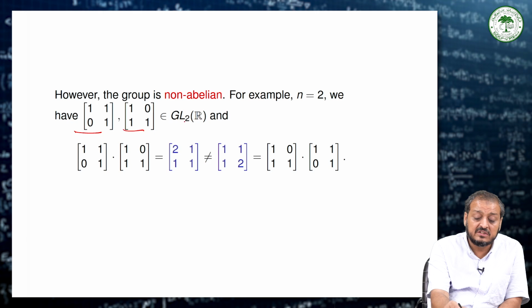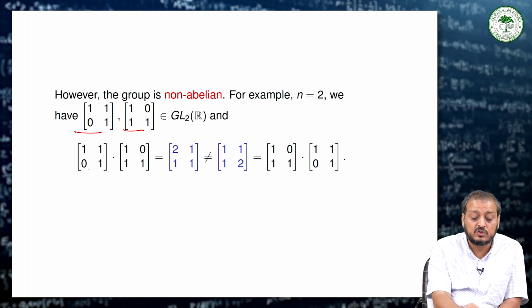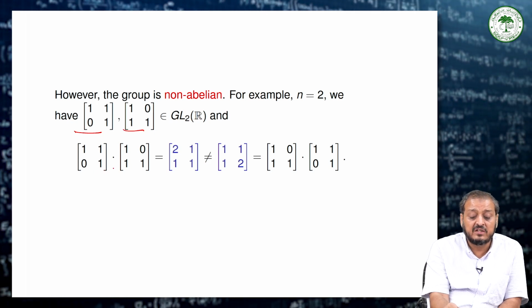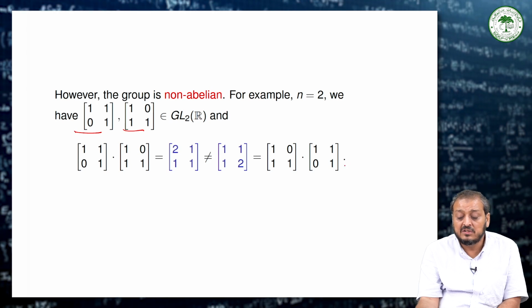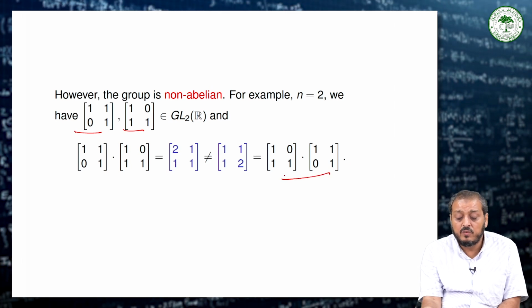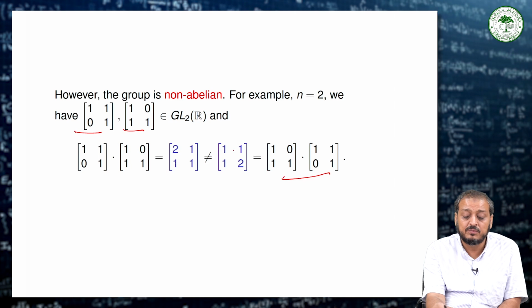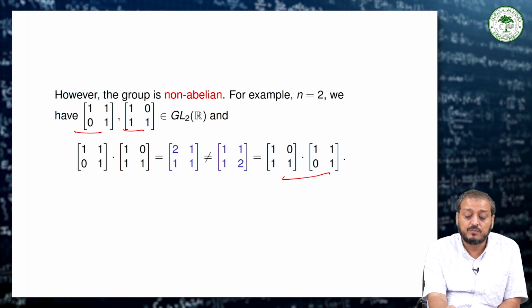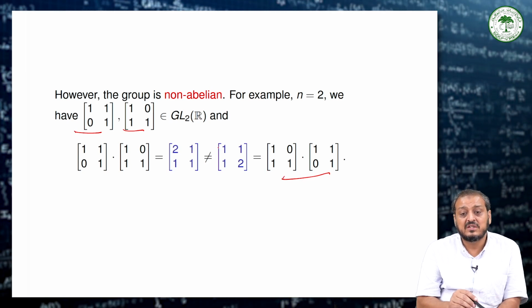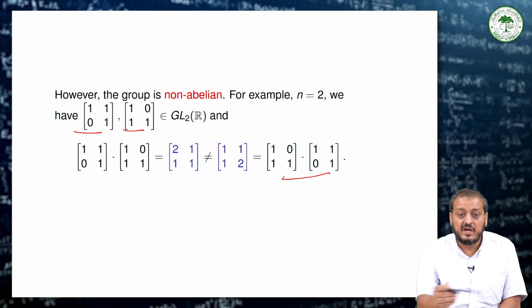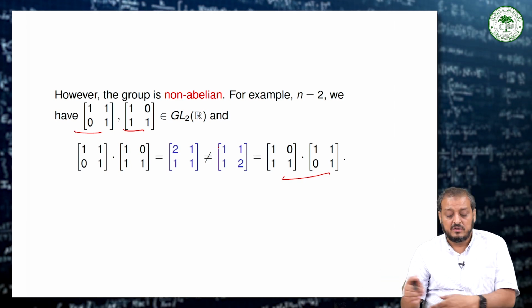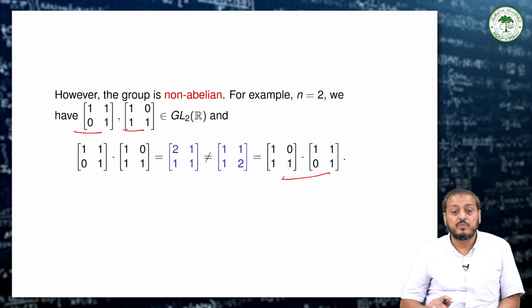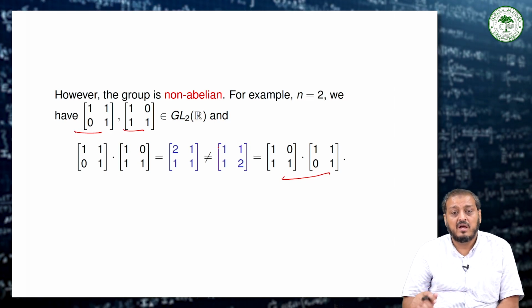So we can say that these are invertible, but if we take the product of these two from this side, it gives 2 1 1, but the product from the other side gives 1 1 2. So these positions are different. So we can say that clearly AB and BA are not the same. So we say that this group is not an abelian group.